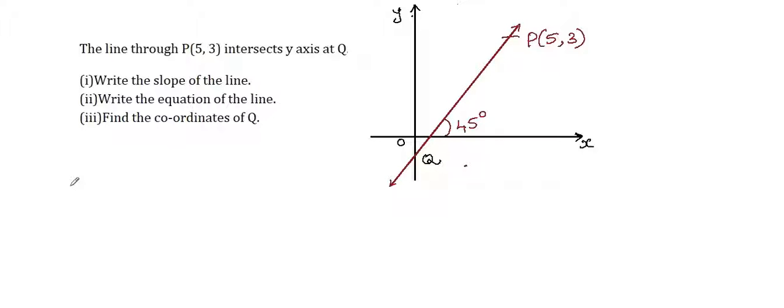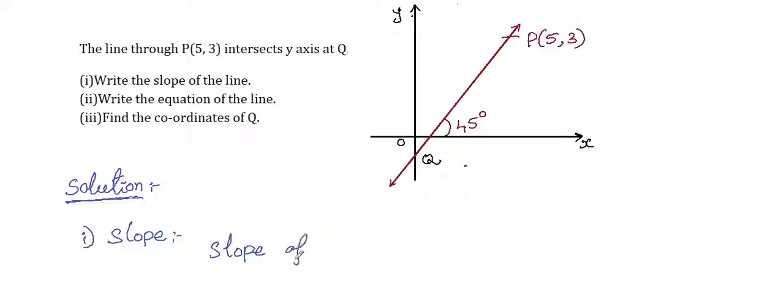Let's solve the question which I have written on the whiteboard. Given one line graph, in that the angle is 45 degrees and the point is 5,3. Point P is 5,3 and point Q intersects the y-axis. So here we need to find the slope of the line and then the equation of the line, and then we need to find the coordinates of Q. So let's find the slope first.